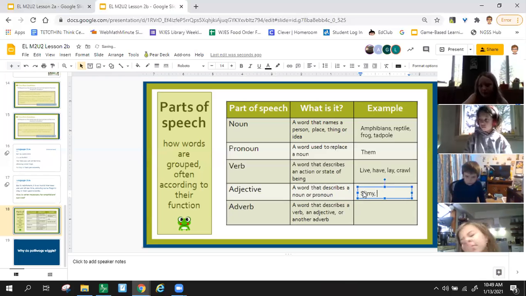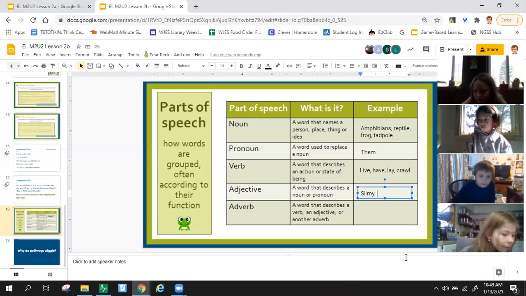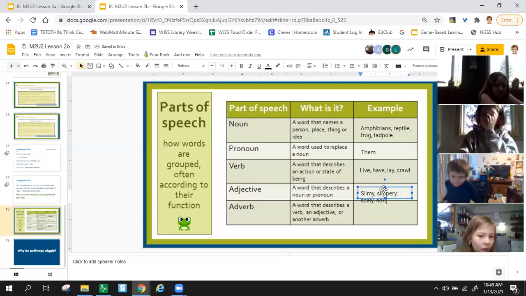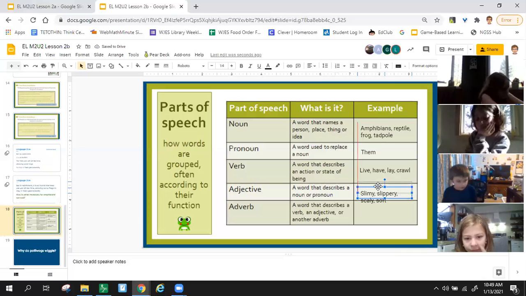Does anybody see another one? Mr. Logan Peters, what's another word that describes their skin? Slippery. Silly. Where is that on page 63? All right, I'll take it. Silly, I'll take it, but I don't think it's on that page. How about scaly? How about soft? All right, are there some that we found on that page?